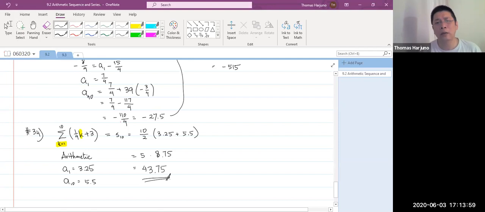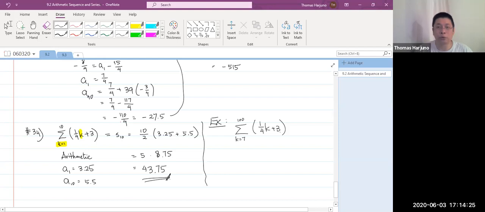In my old test, or my old quiz, I think I once asked this type of question. But you need to think a bit more. What if the k is not starting from 1? Let's say I start from 7 and up to, let's say, 100. And here I have 1/4 k plus 3. There are actually more than one ways to do this, but the way I see it, the way I think is appropriate.